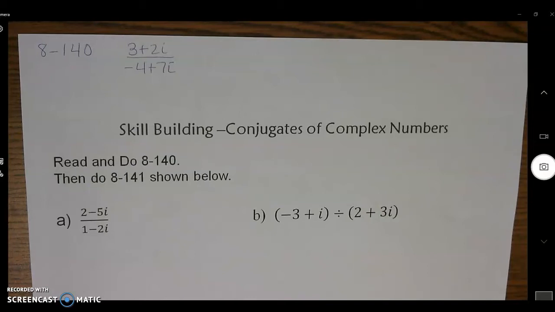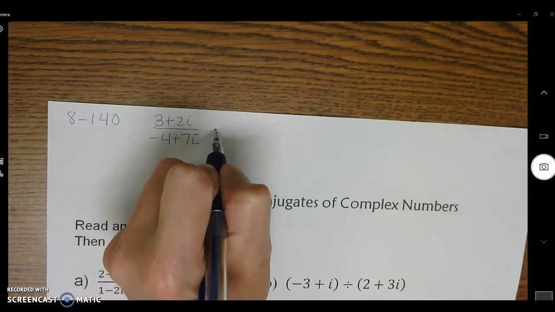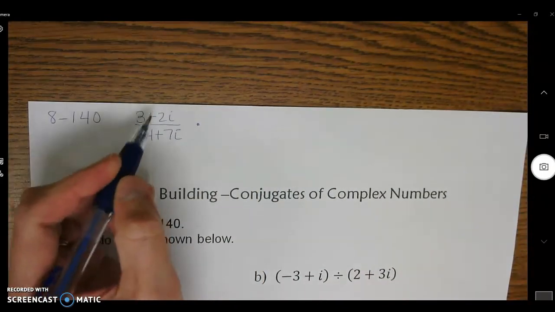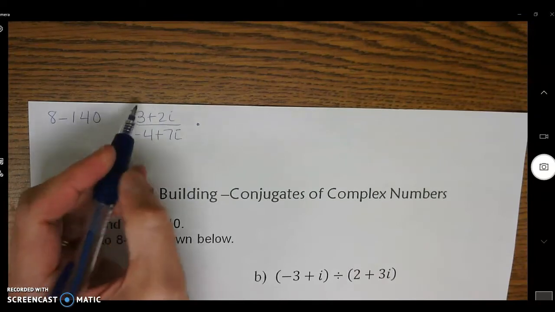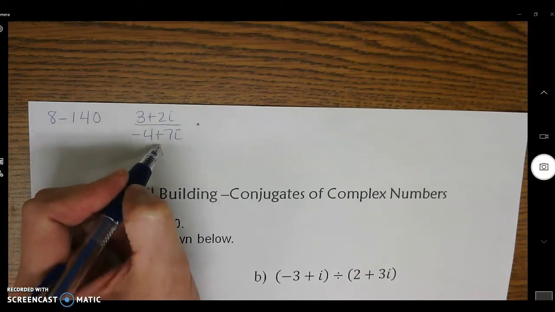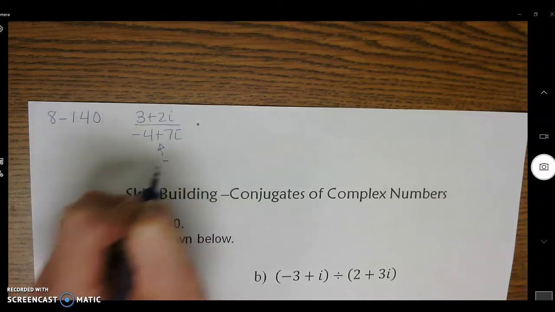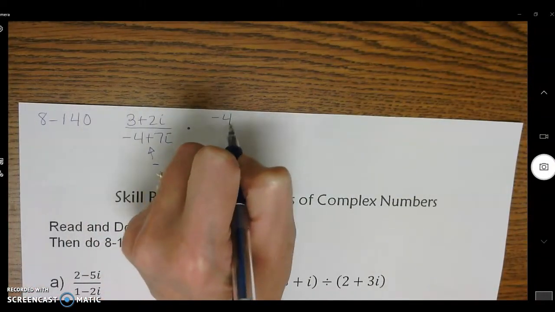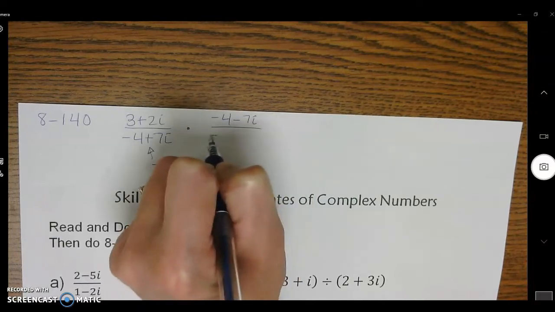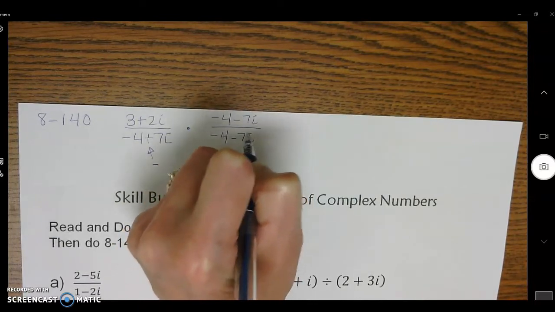Natalio had an idea. He said, I bet we can use the conjugate. How, said Ricky. Well, it's a fraction. Can't we multiply the numerator and denominator by the same number? So we're going to multiply by the conjugate. The conjugate of a complex number is basically the number itself with the sign changed. So that's going to become a minus. So I'm going to multiply by negative 4 minus 7i over negative 4 minus 7i.